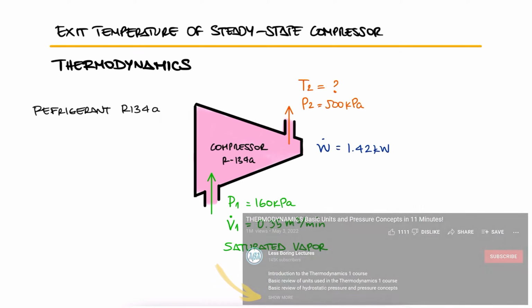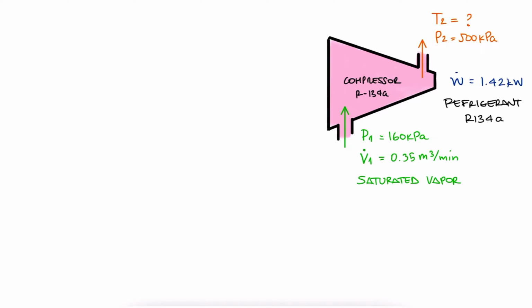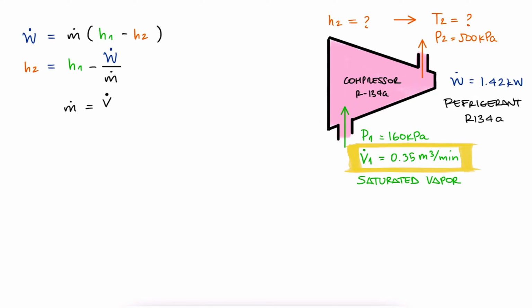Since the equation we obtained from the main lecture video for compressors simplifies to the power being the mass flow rate times the change in enthalpy, in minus out, we see that to find the temperature at 2, we first need to find the specific enthalpy at 2. Solving for the specific enthalpy at 2, we see that we need the mass flow rate and the specific enthalpy at 1. To calculate the mass flow rate, we need the volumetric flow rate, which we have, and we need to find the specific volume.